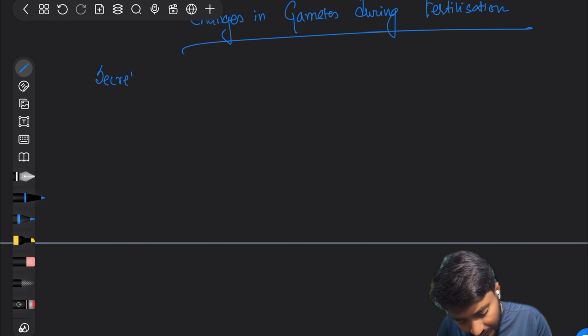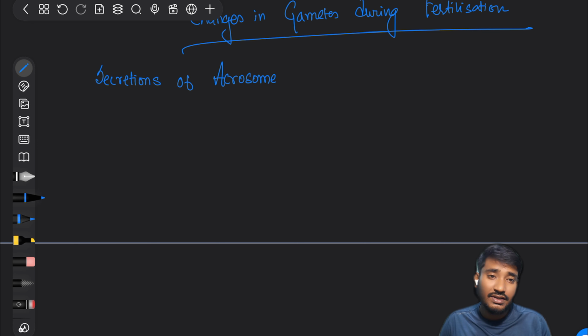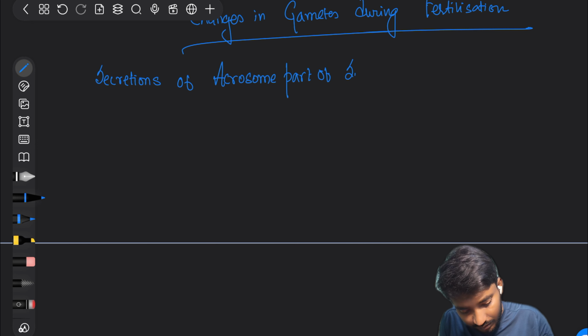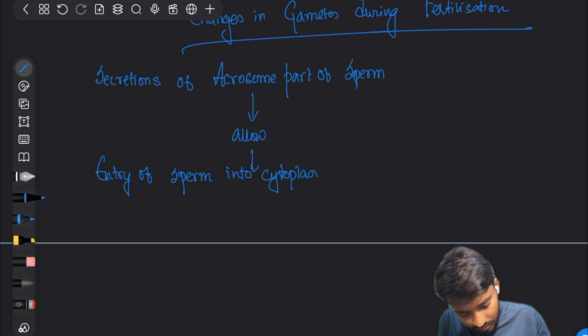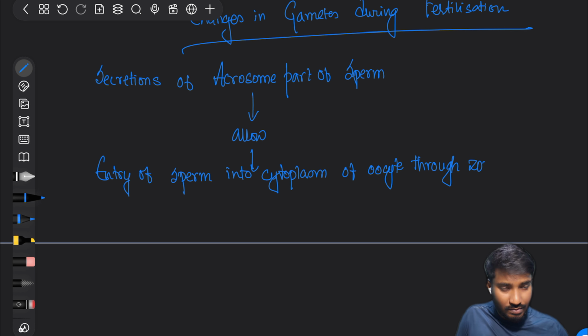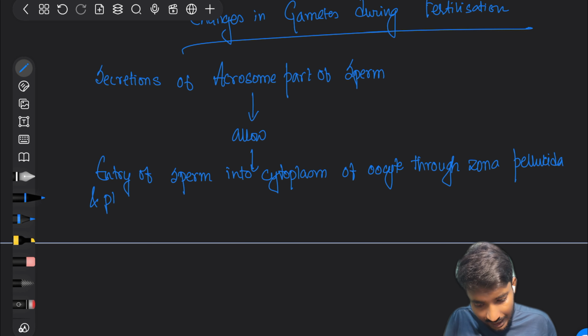So now, secretion from the acrosome part of the sperm allows entry of sperm into the cytoplasm of the oocyte through the zona pellucida and the plasma membrane.